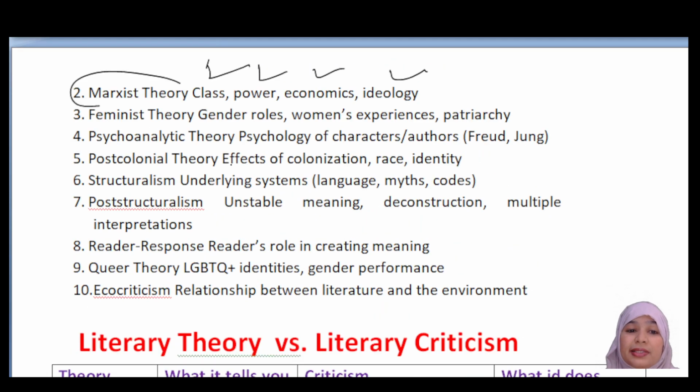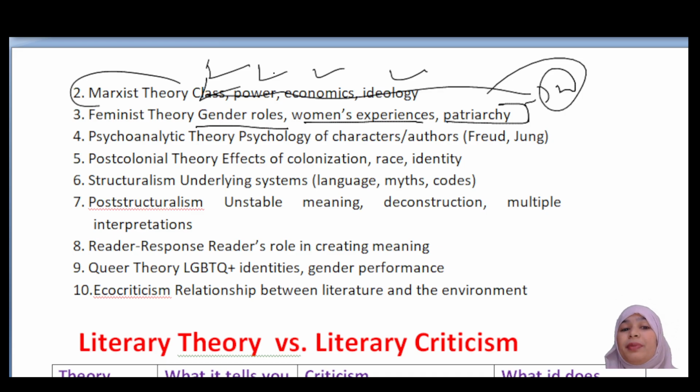What about feminist gender theory? It is about gender roles, women's experiences and patriarchy in a particular work. That tells about feminist theory. What about psychoanalytical theory? It is about the psychology of a character or an author, how they behave in that particular work.